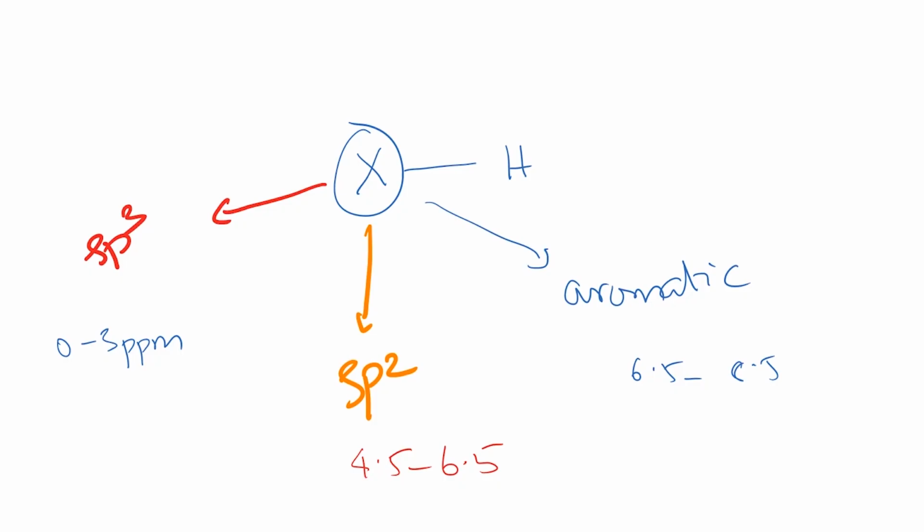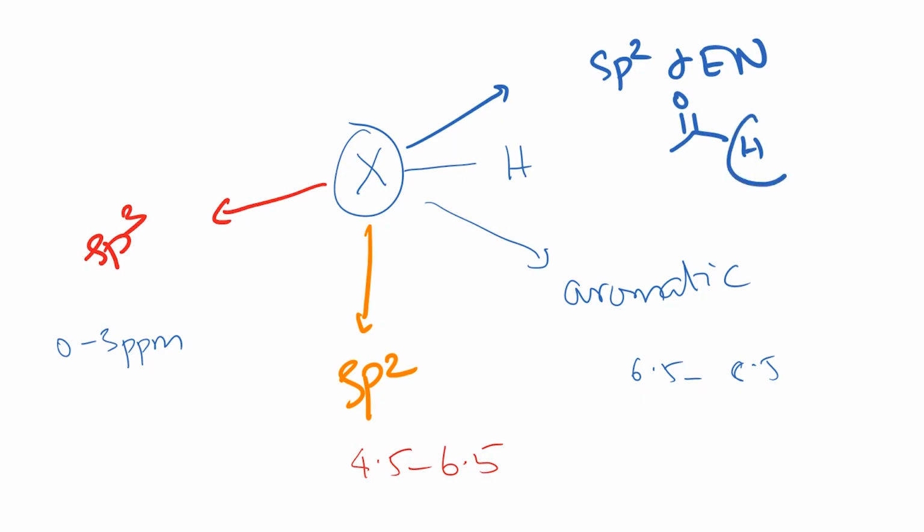Okay. And lastly, if the X is attached to an sp2 and electronegative atom such as an aldehyde, it can also be a carboxylic acid. If you remember acetic acid, one of the peaks showed up at around 10, between 10 and 11. So, these hydrogens actually show up between 8.5 and 10 or sometimes to 12. Okay. So, this is a very useful guide for us in understanding where your various functional groups show up.